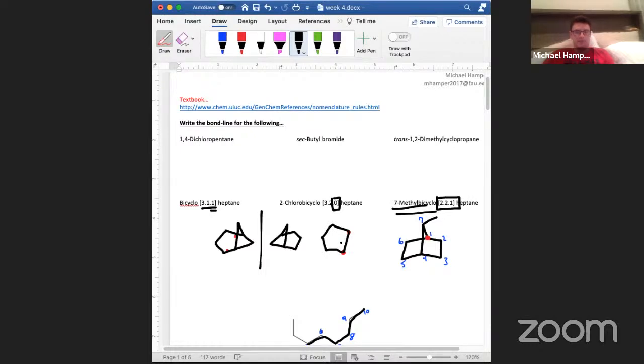And the other side has how many? 2. All right. And like usual, we start counting from the bridgehead to our longest side. So where do we go, left or right? Left. 2, 3, 4, 5, 6, 7. And here we say that there's a chlorine on the second. So you just place it where it's numbered number 2.